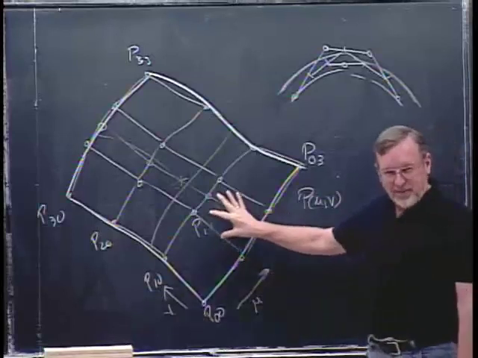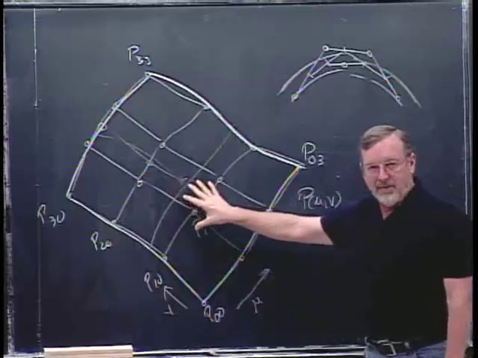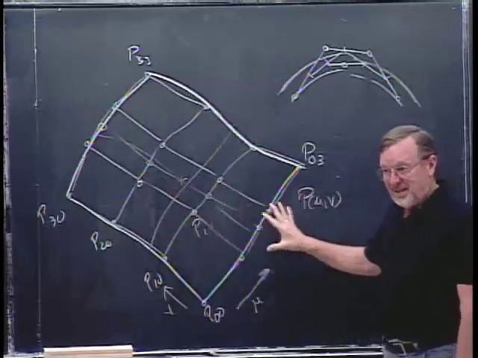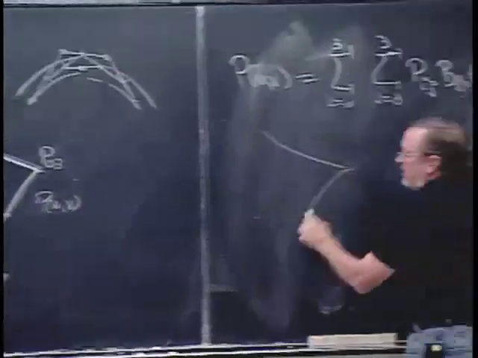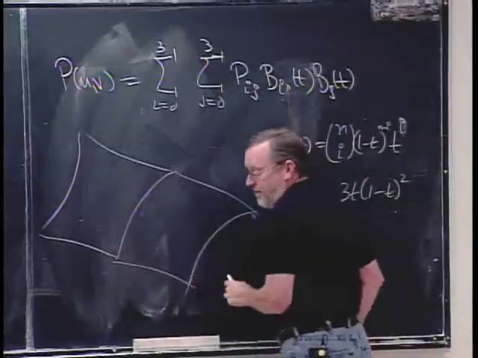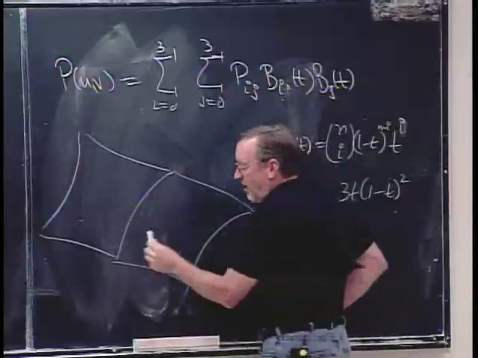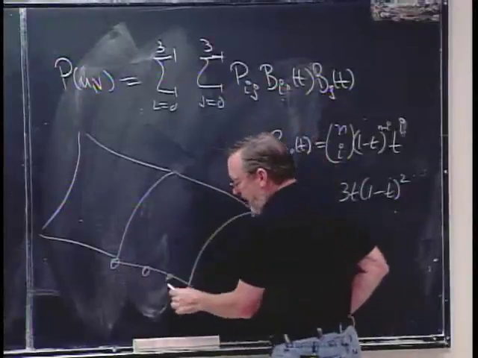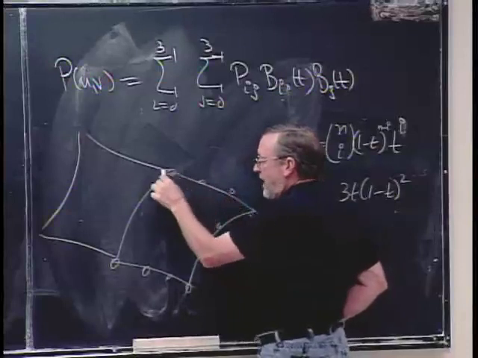But now, here comes the problems. Suppose you want to have two patches come together and be smooth. Now, I'm drawing patches with 4 points here, which are really what we would call a cubic patch.